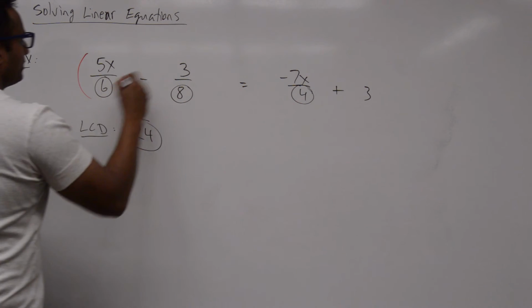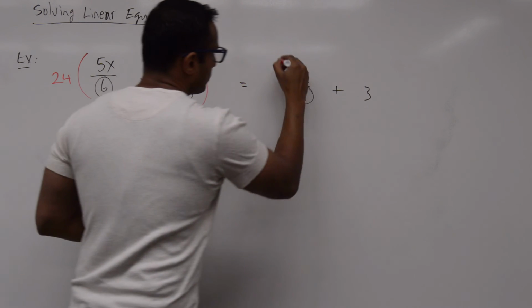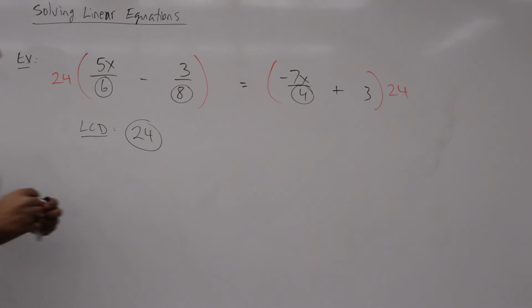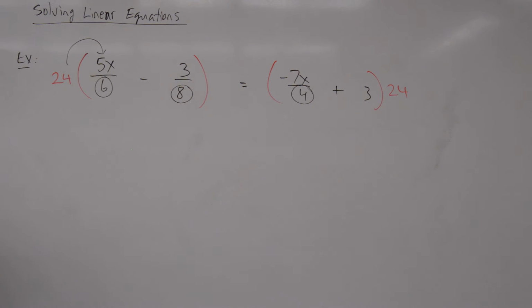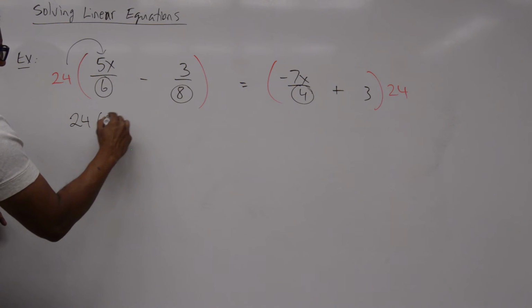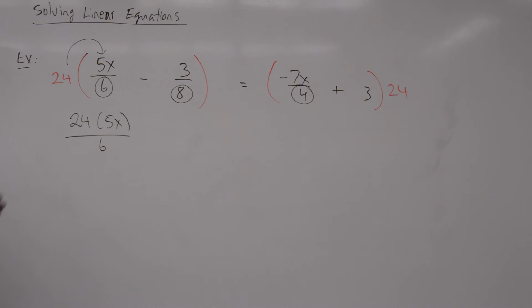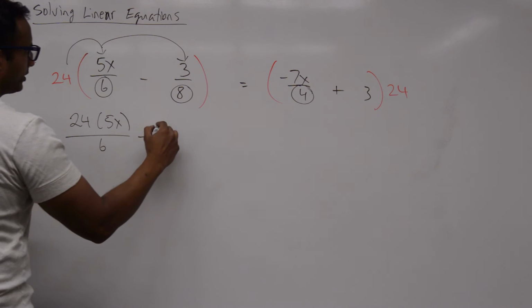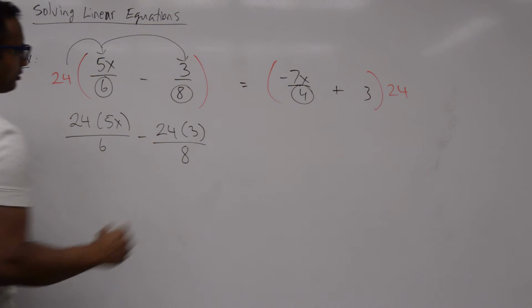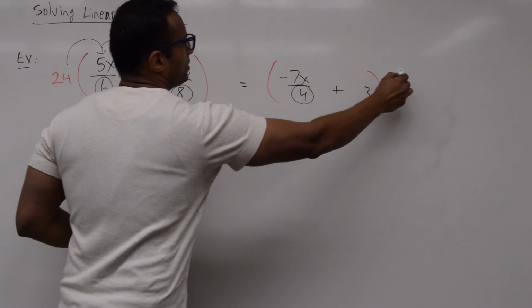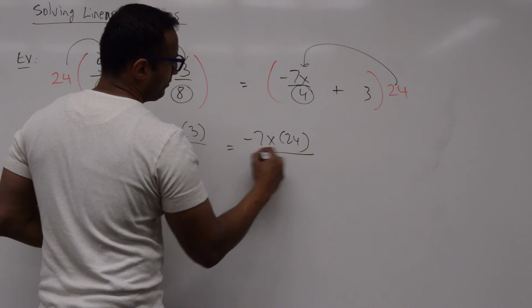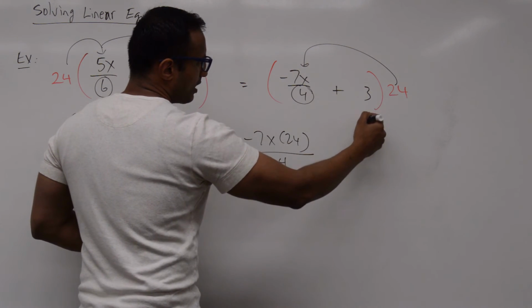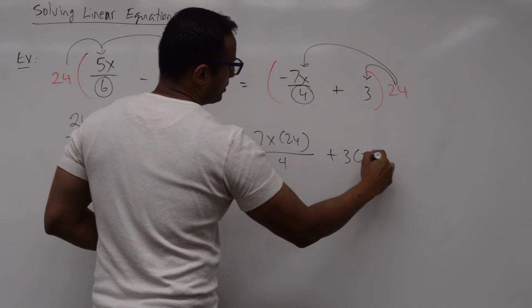Okay, so we're going to multiply the left side by 24, and we are going to multiply the right side by 24. So to eliminate the fraction, we multiply both sides by the lowest common denominator. So here's what that looks like. You take 24 and you multiply it to 5x. So I'm just going to leave it like this. I'm going to say 24 times 5x divided by 6. Then the 24 is going to distribute to the 3 over 8. So we're going to get minus 24 times 3 all over 8. On the other side, the 24 is going to multiply to negative 7x over 4. So we have negative 7x times 24 over 4. And then here, we have the plus 3, but the 24 is still going to distribute. So we're going to get 3 times 24.